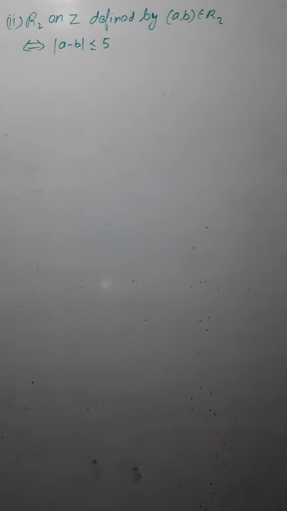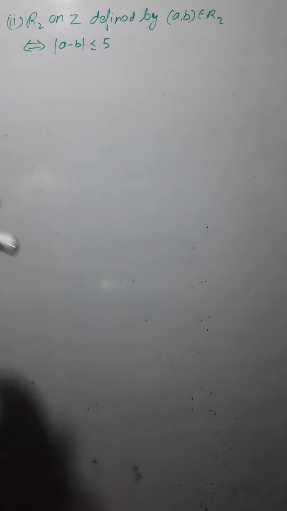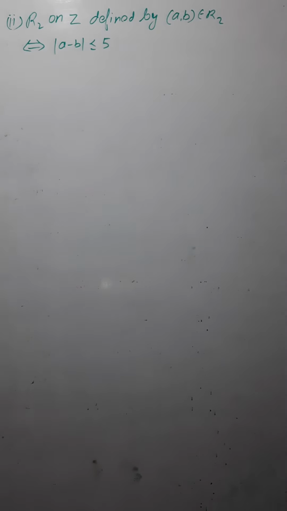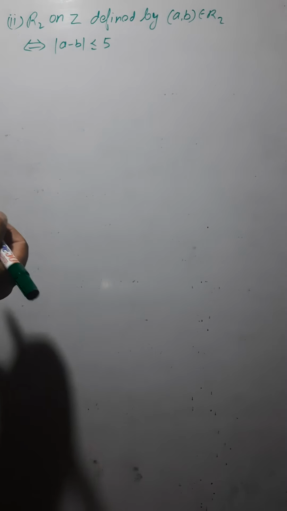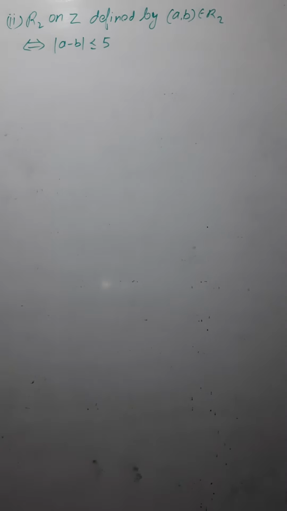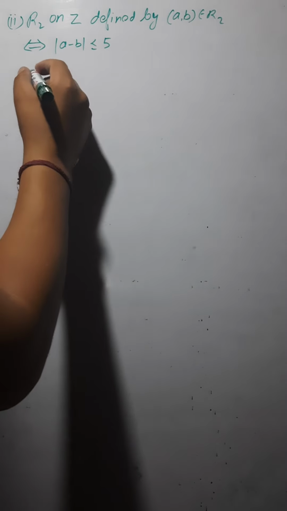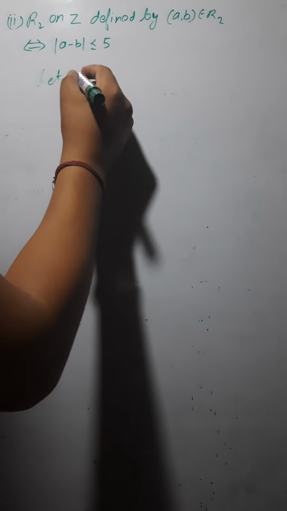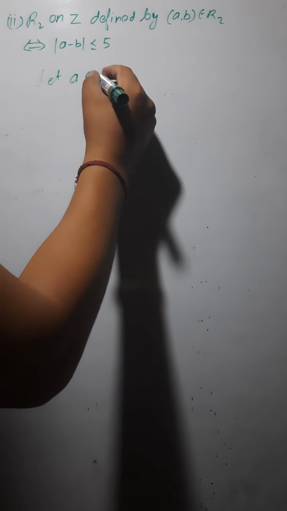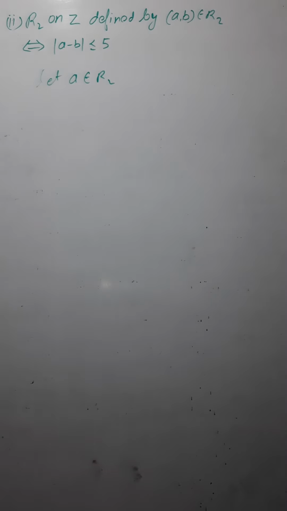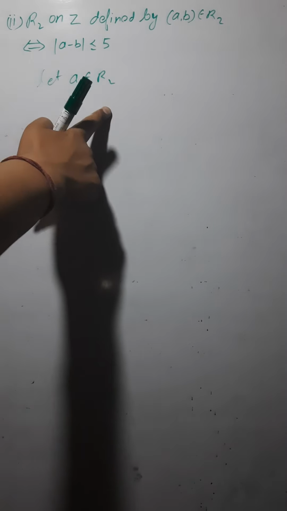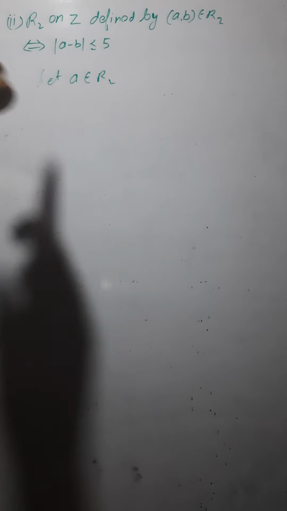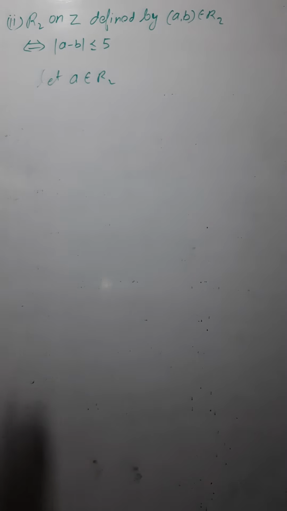Now we have to check whether this relation is reflexive, symmetric or transitive. Reflexivity we would check first. R2 is reflexive if what? Let A be any element. Now we need the ordered pair of A to be in the relation R2.